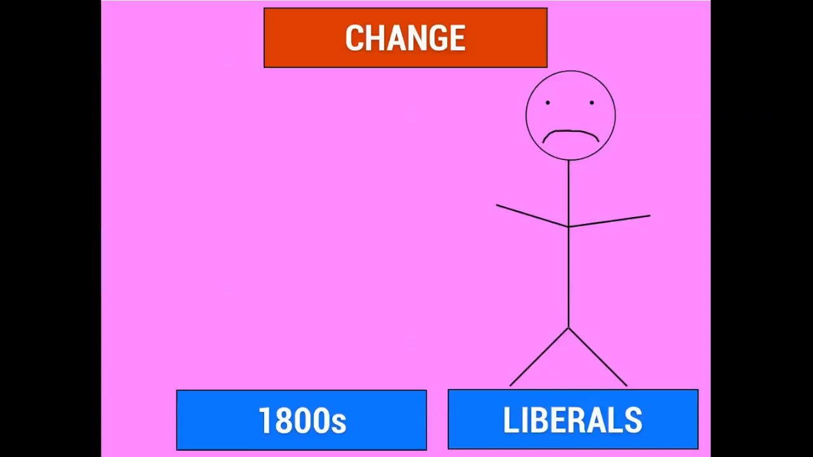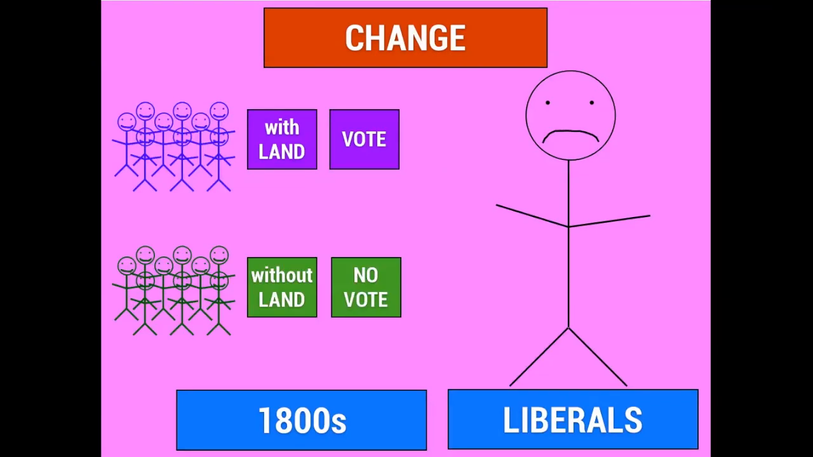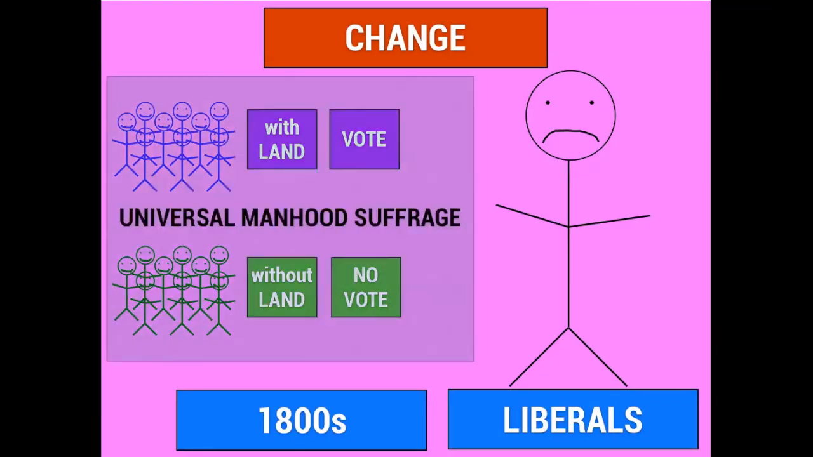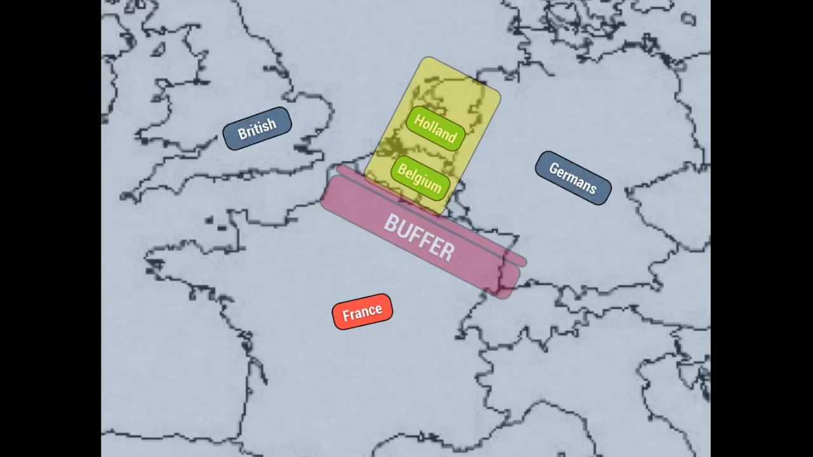But like many other moderates of his time in the 1800s, he believed only those with land should vote and those without land should not be able to vote. It would not be till later that universal manhood suffrage would be achieved. Other countries also tried to start having revolutions, including Belgium. Britain and Germany decided that in order to protect themselves from France, they would make Belgium and Holland one country in order to protect them from France.